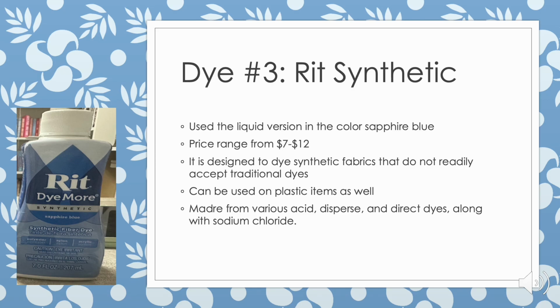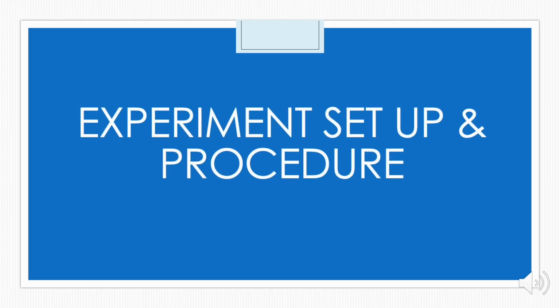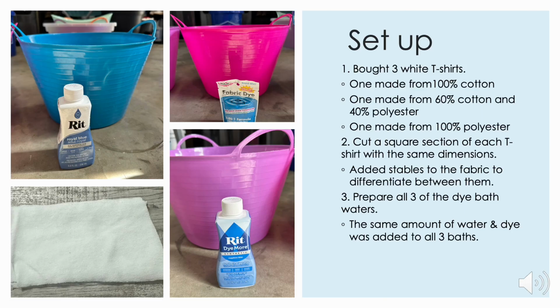For my experiment setup and procedure, what I did is I went to the store and bought 3 different white t-shirts. One was made out of 100% cotton. The other one was a blend of 60% cotton, 40% polyester, and the third one was 100% polyester. I cut the t-shirts into square sections with all the same dimensions, as well as added staples to 2 of the fabrics to be able to differentiate between the 3 different types.